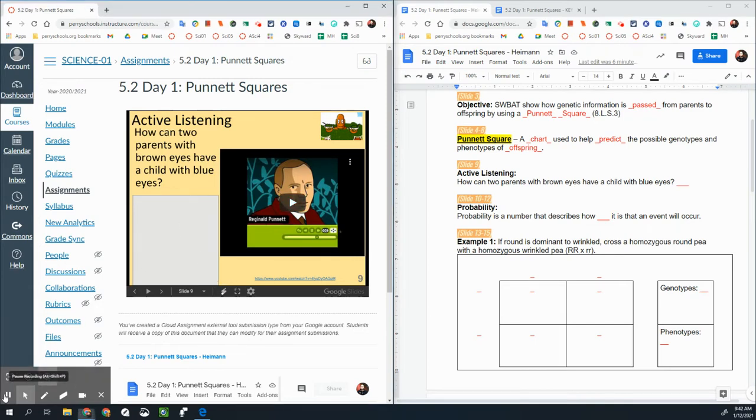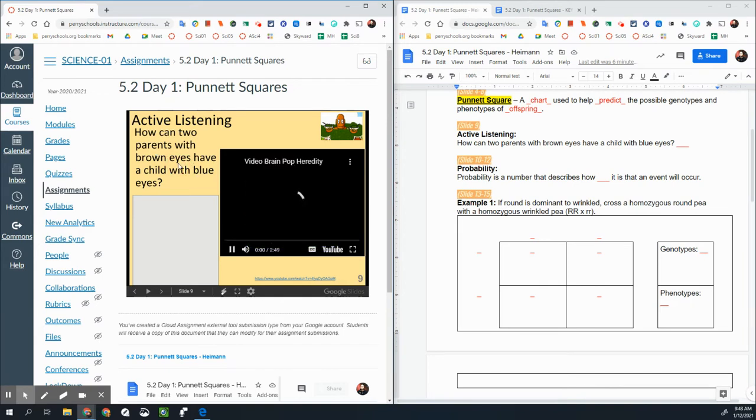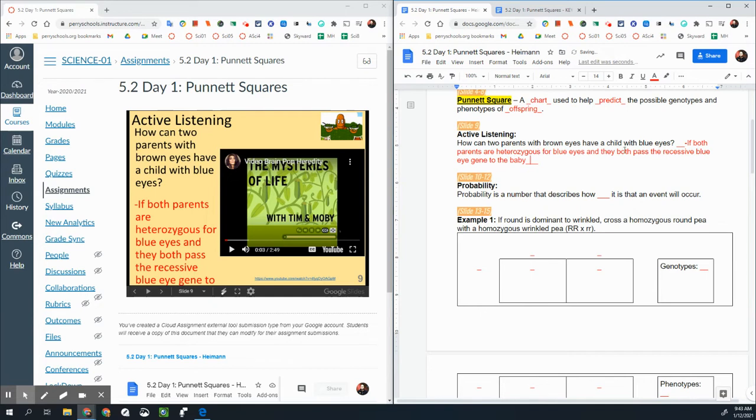That's awesome. All right, so for the active listening question, it says, how can 2 parents with brown eyes have a child with blue eyes? Well, a good answer for that is if both parents are heterozygous for blue eyes and they both pass the recessive blue eye gene to the baby. All right, I have to fix that formatting, but no big deal for now.